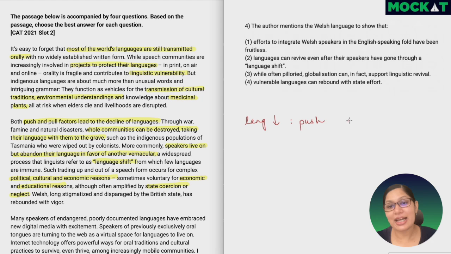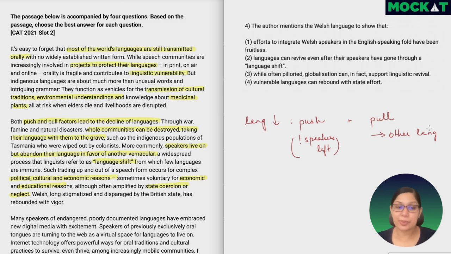Now we don't have it explicitly given what is push and pull, but I'm going to assume that the first thing is push, where an entire community dies because of some major tragedy and that language is gone, right? So this should be push and then this should be pull. Logically also it makes sense, right? So this is like where maybe the speakers are being pulled towards another language. Does it matter if I'm wrong? I don't think so. If we get to know that it's the other way around, I'll just change it. So push is when we don't have any speakers left, and pull is when speakers shift to other languages.